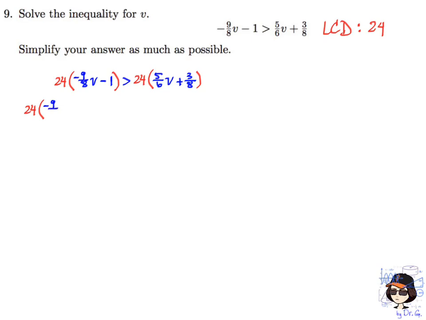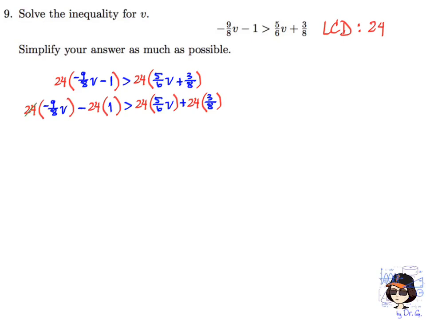So we've got 24 times negative 9/8 v minus 24 times 1 is greater than 24 times 5/6 v plus 24 times 3/8. So I'm avoiding the common mistake that people make, which is they cancel too soon and they cancel the wrong thing. So now I cancel separately.